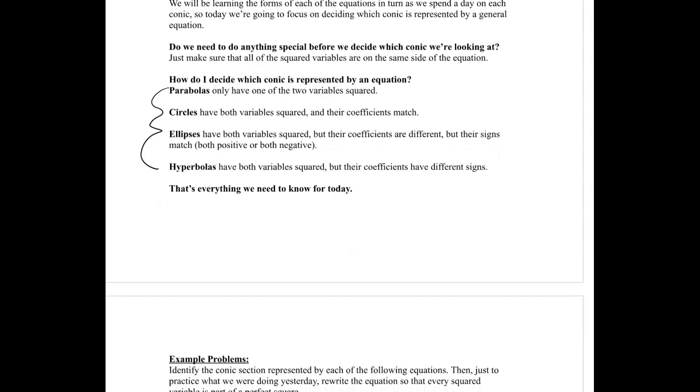Hyperbolas, on the other hand, have both variables squared, but the coefficients out in front of those, probably parentheses, will be different signed. So one will be positive, one will be negative.